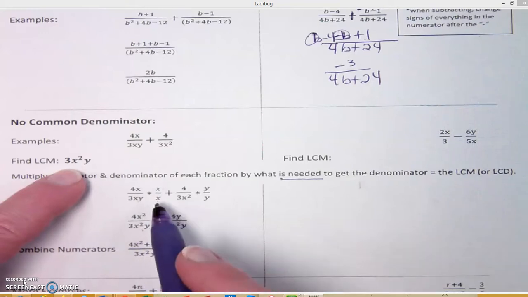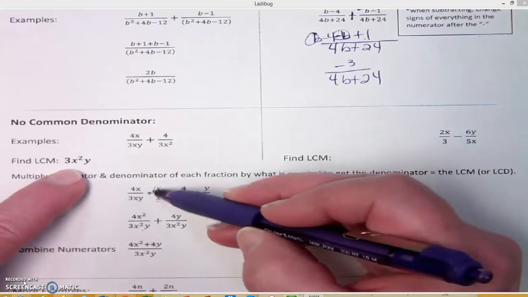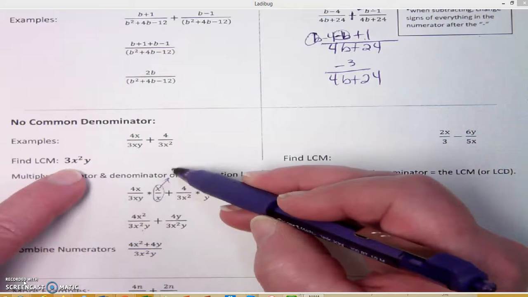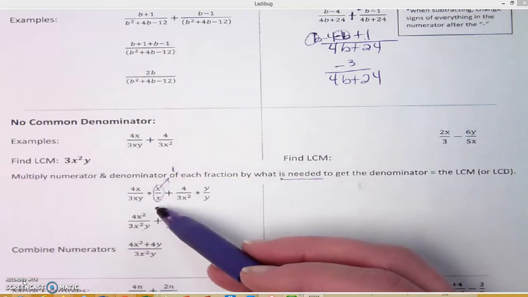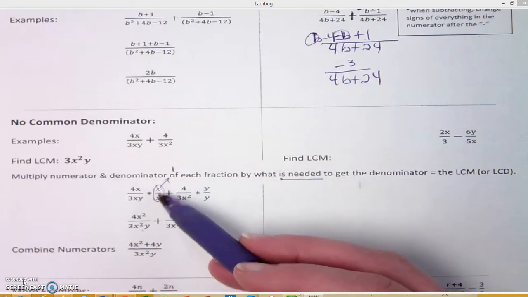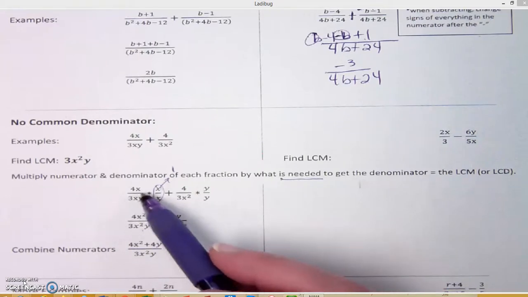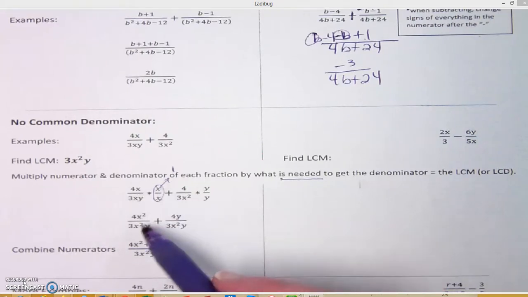But really, I don't want to change the value of this. So this x over x, what is that? That is equal to 1. So I'm not changing the value. So if I multiply it by the same thing over x, that's multiplying by 1. So 4x times x is 4x squared. And then I have my least common multiple.